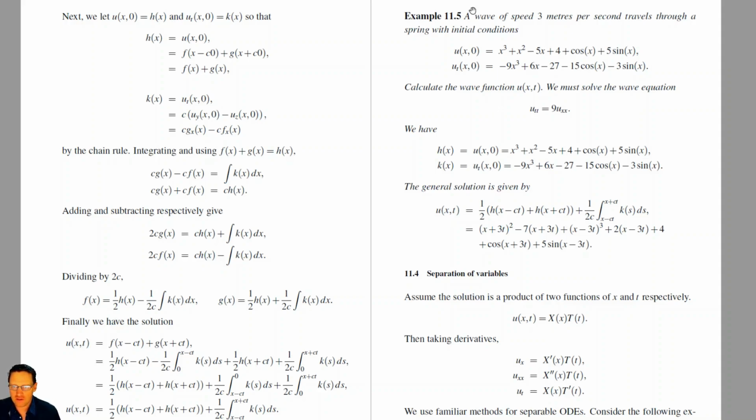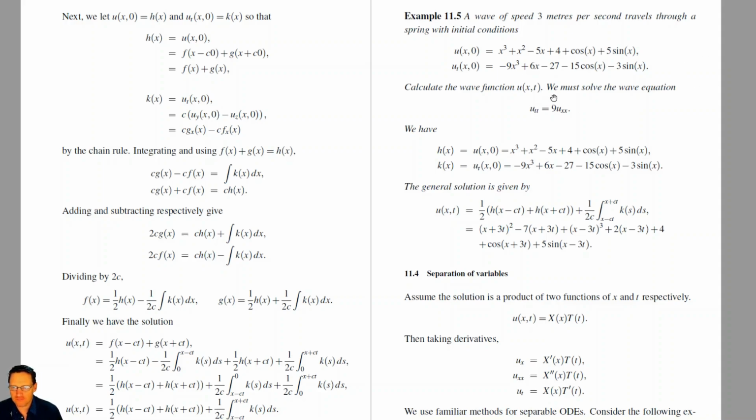So now let's have a look at example 11.5. It's an example of this. So it says a wave of speed 3 meters per second travels through a spring with initial conditions. Okay, so this is our h of x and our k of x right here. So we're given these two functions.